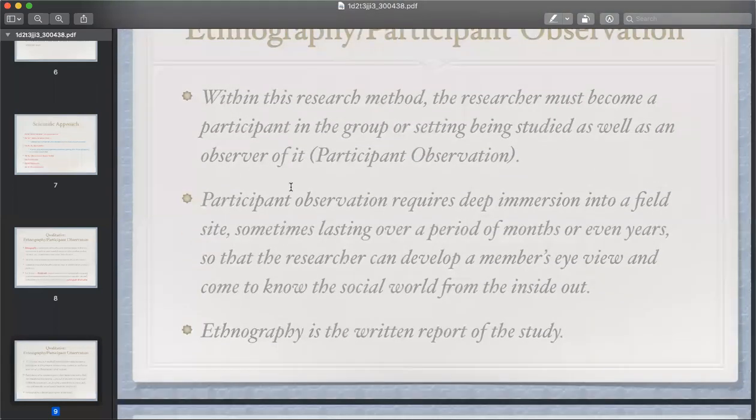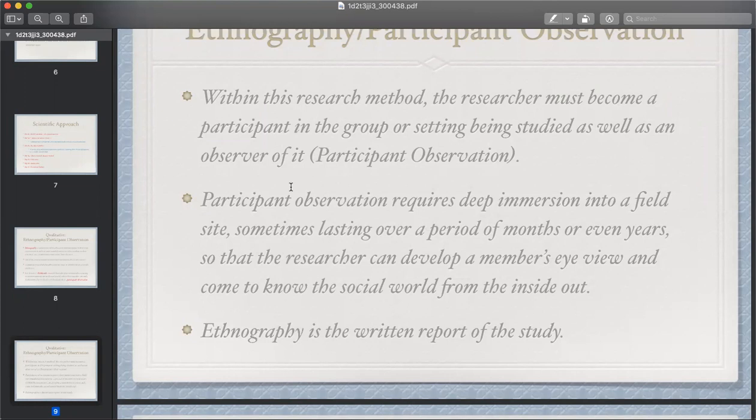So as I mentioned before, the participant must join the group that they're studying, right? They need to be able to fully understand why individuals are engaging in the behaviors that they're engaging in. Why do they have this particular belief system?